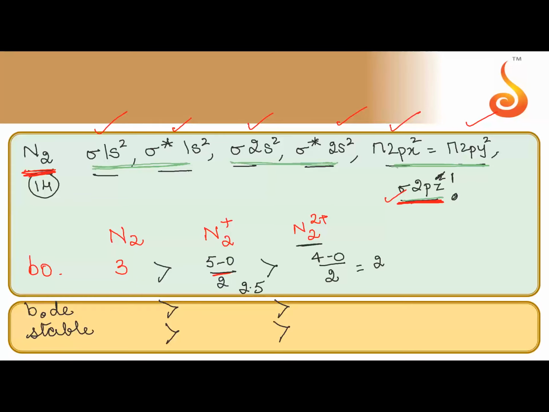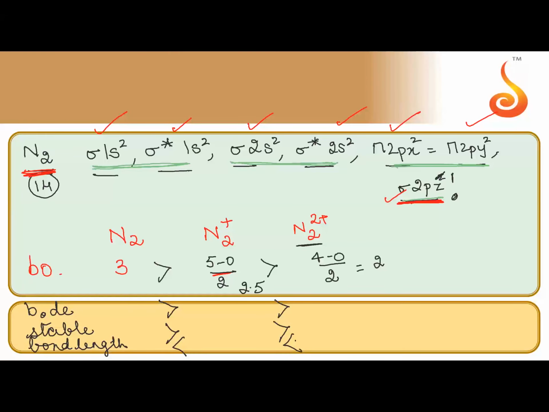Now, who has the highest bond length? Now it changes, because more number of bonds means the atoms come closer. So now who will have the highest? N2 2 plus. But just by knowing bond order, you should be able to compare all these relative values.